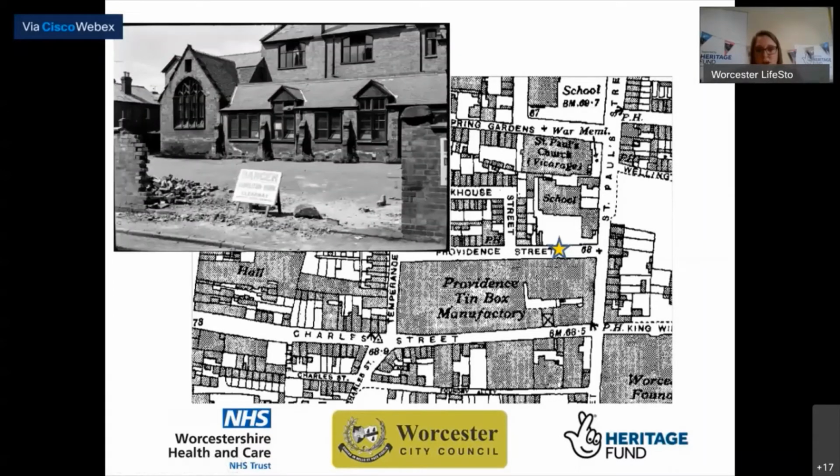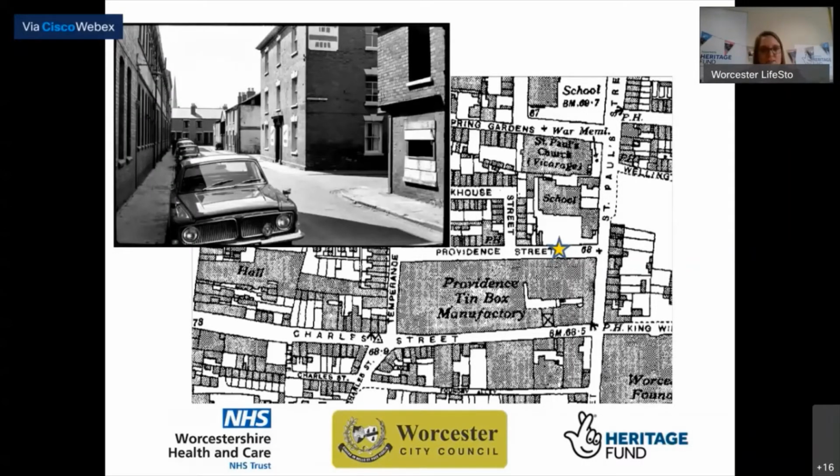So from the same standing point, looking across the other way to the school, you can see it's already at that point in the process of demolition. And then looking left down Providence Street, right down to the end, to the junction of Temperance Street. On the left-hand side, you've got the Providence Tin Box Manufactory, and on the right, the turning into Blockhouse Street with the Old England Public House on the corner, and on the corner nearest to us, another corner shop that is looking a little bit abandoned by that point.